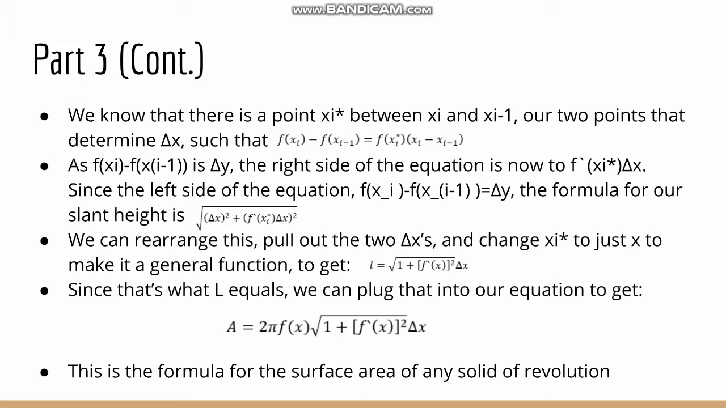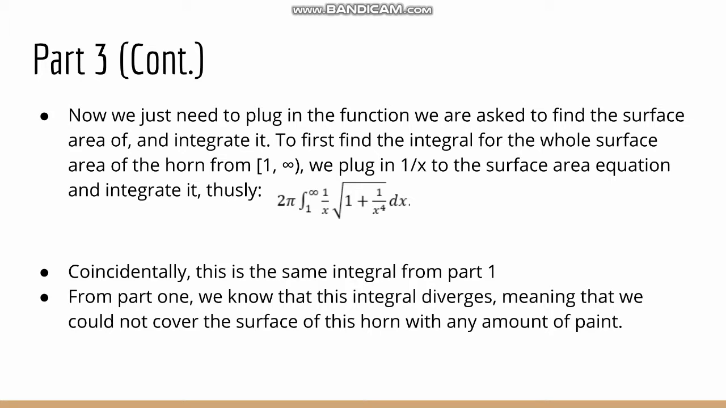So that's our L, and we can plug that into our surface area equation along with f of x instead of r to get that the surface area of any solid of revolution is 2 pi f of x root 1 plus the derivative of x squared delta x. And there is our general formula for the surface area of any solid of revolution. Now we just need to plug in the function that we have to find the surface area of the horn. That gives us the integral, 2 pi times the integral from 1 to infinity of 1 over x root 1 plus 1 over x to the 4th dx.